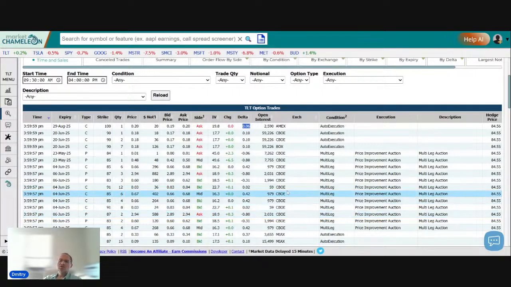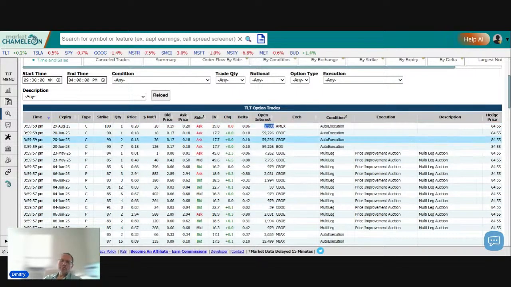Open interest, now that gets reported by a different entity. That's the Options Clearing Corporation. The exchanges themselves don't clear options. They have transactions. They have quotes, but they don't clear the options. The Options Clearing Corporation clears options and guarantees them for all the exchanges.